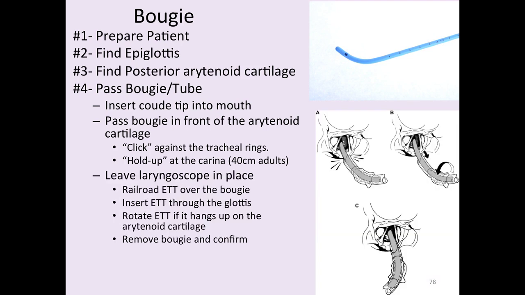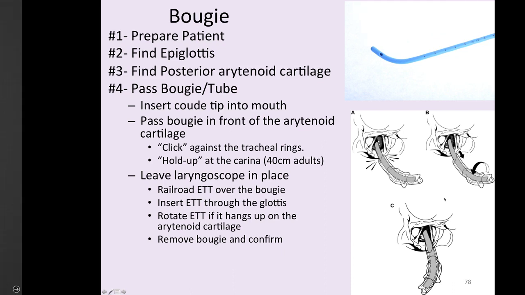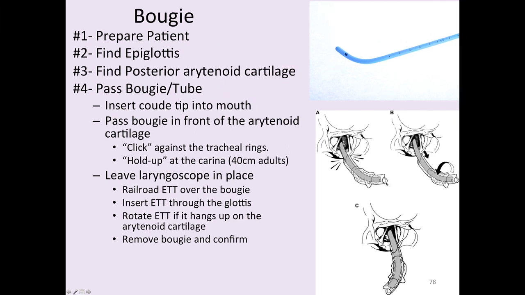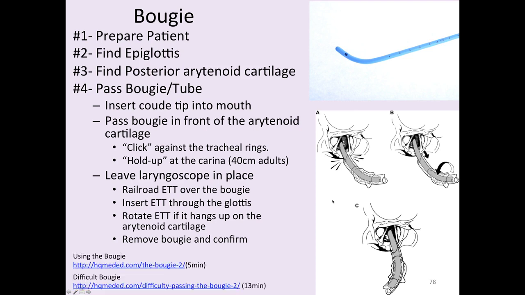You'll want to leave the laryngoscope in place and then railroad the ET tube over the bougie. Oftentimes the endotracheal tube will get hung up on the arytenoid cartilages. That's why you want to watch it. You want to pull it back a little bit like this and rotate counterclockwise. And then remove it and confirm.